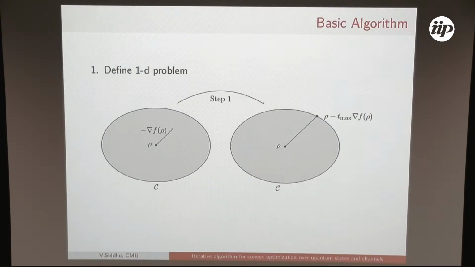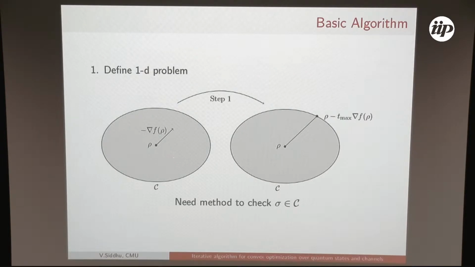So here's idea 1. Idea 1 is how to first define a one-dimensional problem that you want to solve. You start at some point inside the set. You compute, say, the negative of the gradient direction. And you move along this direction as far as you can until you hit the boundary of the set. And once you hit the boundary, you have defined this line. And that line you use.